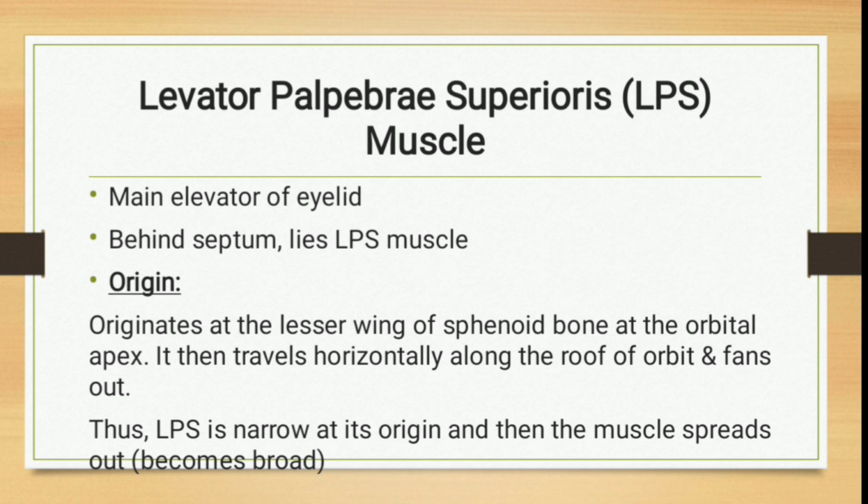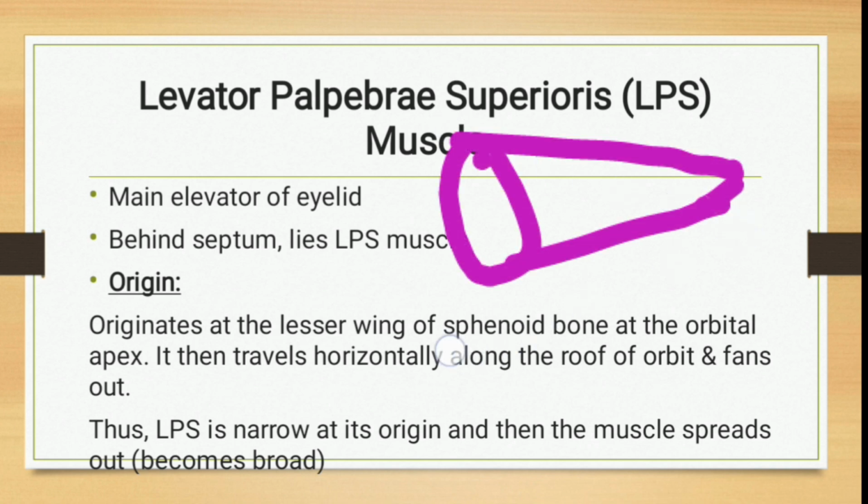the septum. So it is in the orbit, right? This is behind the septum. And what is the origin? It originates at the lesser wing of the sphenoid bone at the orbital apex. The orbit is a structure that has an opening. The opening where the eye is present is the base, while it is a pyramid shape, right? So it has a base in which the eye is present, and at the back is the apex.